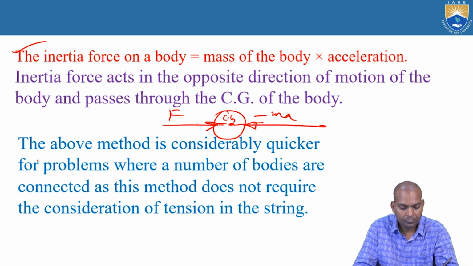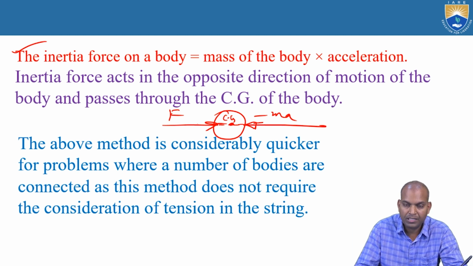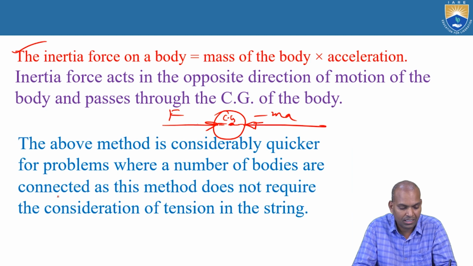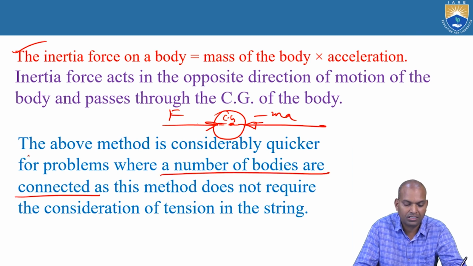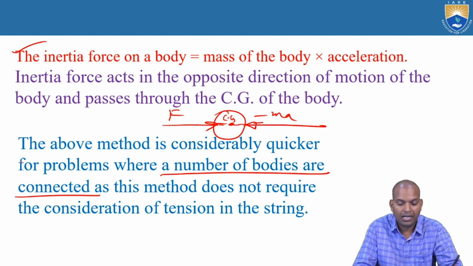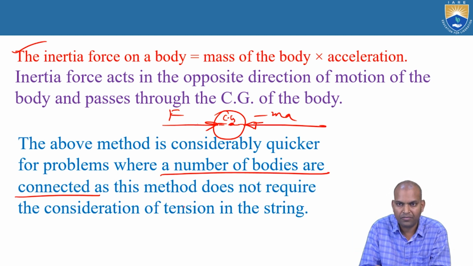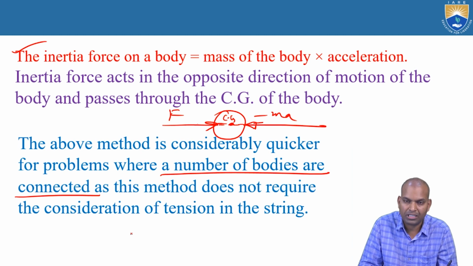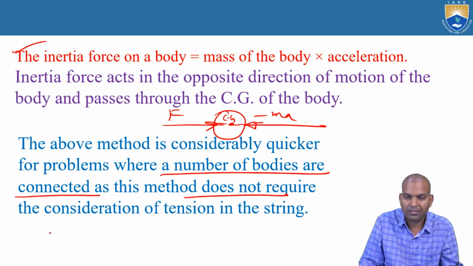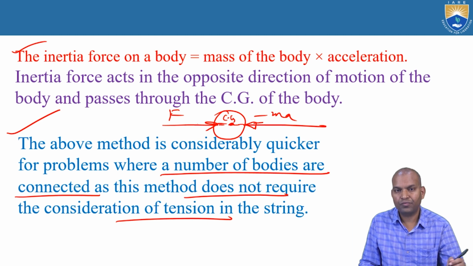So, where do we apply this D'Alembert's equation? It is applicable where a number of bodies are connected, to find the acceleration, force or mass. Also, when two bodies are connected by a string, we do not consider the weight of the string or the tension in the string. So this method does not require consideration of the tension in the string, and is highly useful for connected bodies.